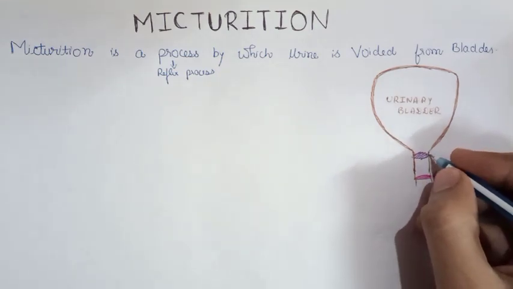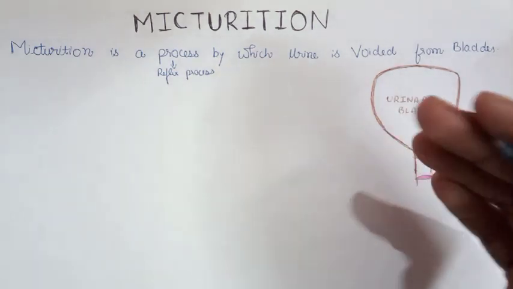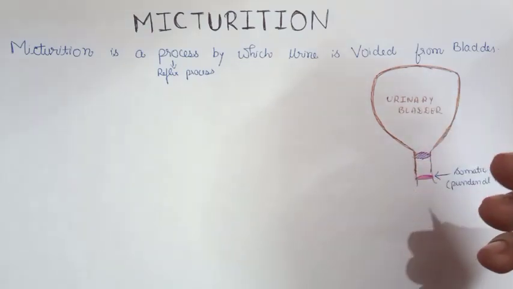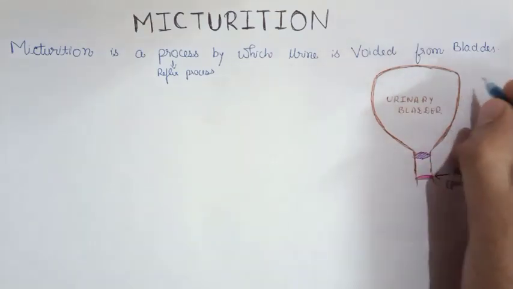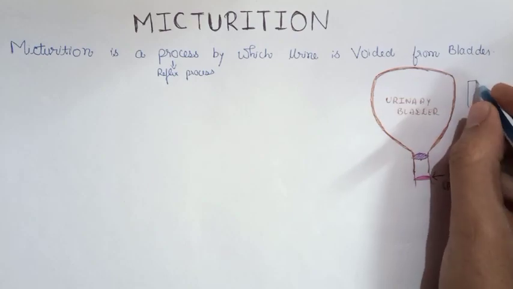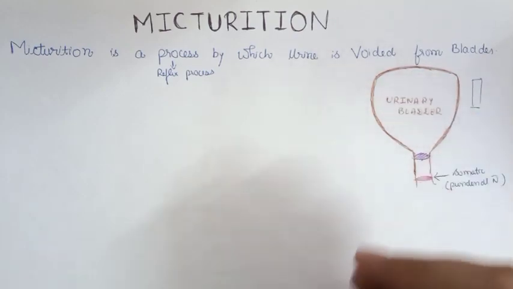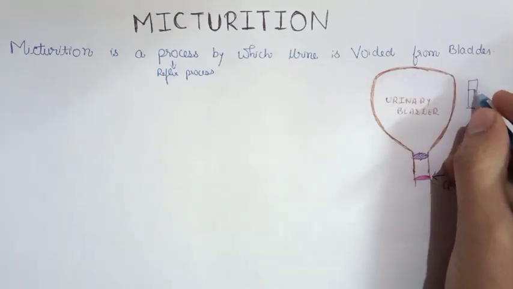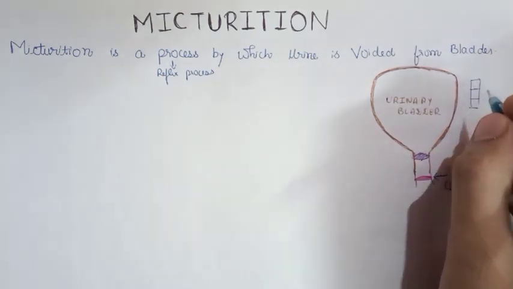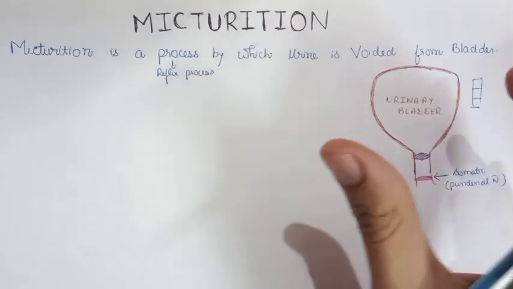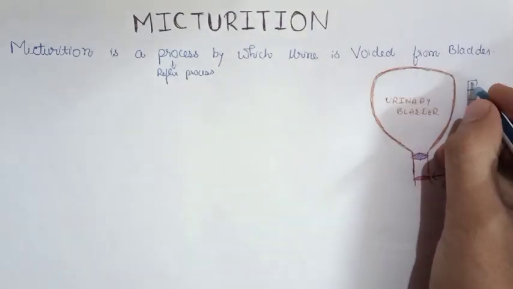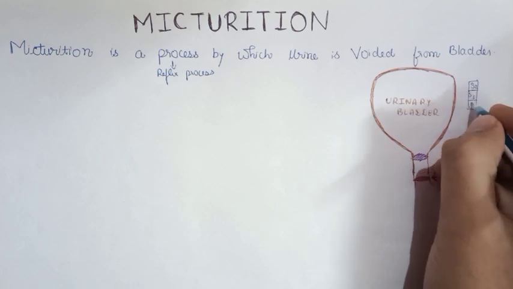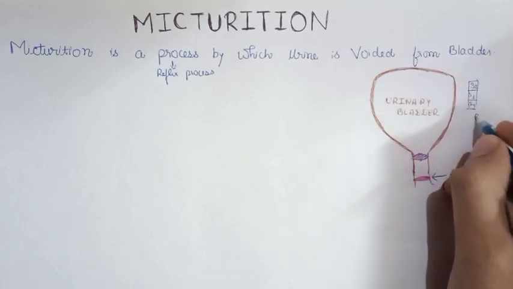The internal urethral sphincter is supplied by both parasympathetic and sympathetic nerves, and the detrusor muscle is also supplied by both parasympathetic and sympathetic nerves. The parasympathetic is also called the craniosacral outflow, so it arises from either the cranial part or the sacral part. In this particular topic, the origin of the parasympathetic fibers is from S2, S3 and S4.